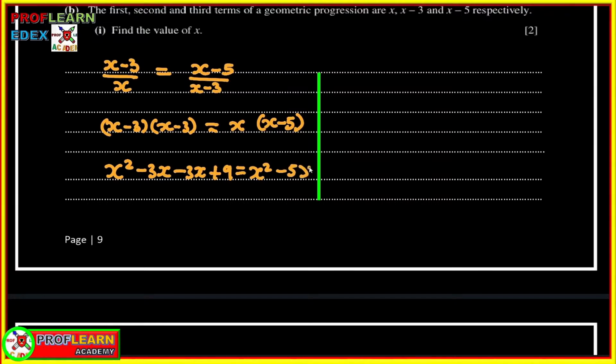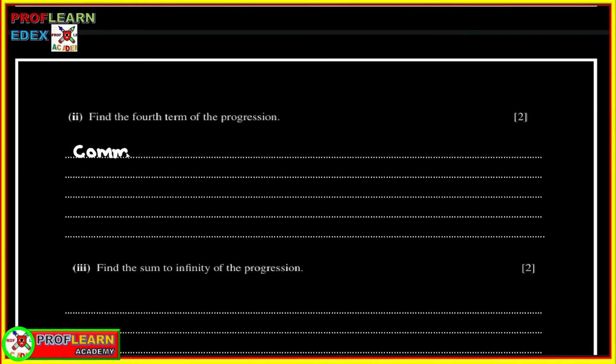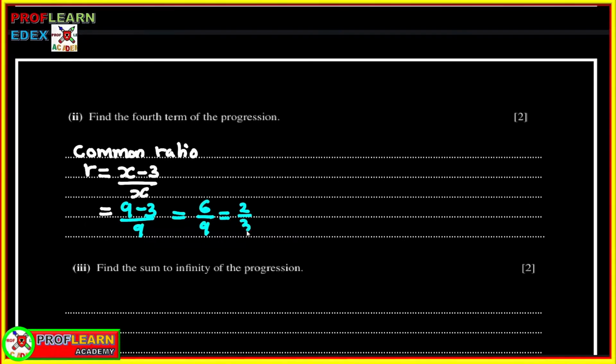Now, once we put the like terms together and solve the quadratic equation, we can go ahead. Yeah, this quadratic equation actually is going to cancel out, and then we are going to have x equals 9. Then substituting into the terms that we are given, we can know the common ratio and the first term. So we know that x is 9, minus 3 becomes 6 over 9. And if you simplify, you are going to get 2 over 3 as the common ratio.